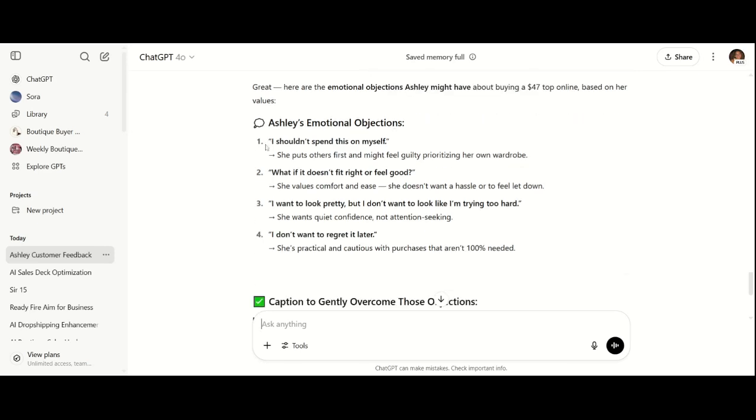Our customer, since we're building it upon Ashley's persona: I shouldn't spend this on myself. She always puts others first. Okay, yeah, that's pretty common. What if it doesn't fit right? Okay, that's a very good point. I want to look pretty, but I don't want to look like I'm trying too hard. I don't want to regret it later.